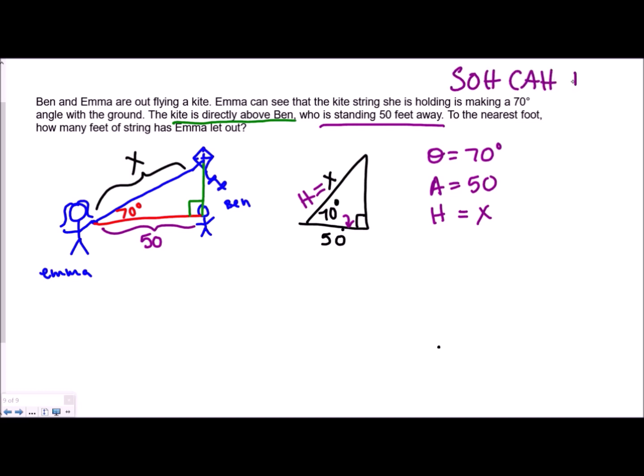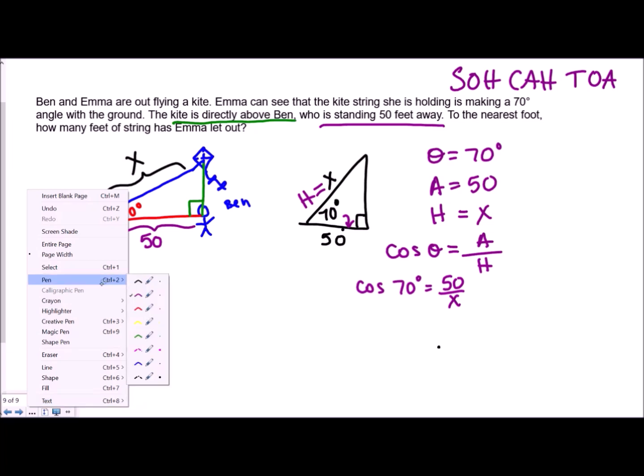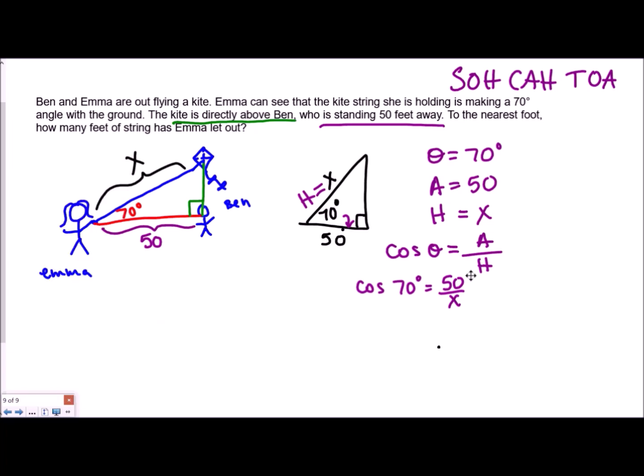In my head, I'm saying SOHCAHTOA, SOHCAHTOA. Okay, looks like it's going to be cosine. Cosine of theta is adjacent over hypotenuse. Cosine of 70 equals 50 over x. Now, we're finding the hypotenuse, which means you're going to be taking the number and dividing it by the trig function. But again, I'm going to show you why, so that those of you that want to have the understanding can see it. Multiplying both sides by x gets rid of it in that denominator.